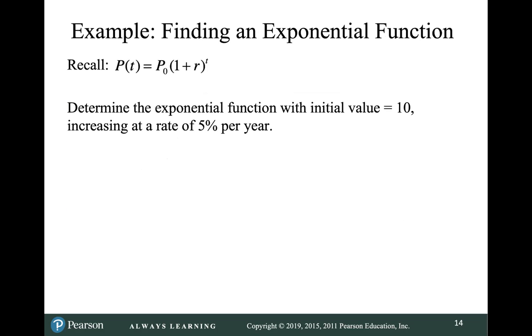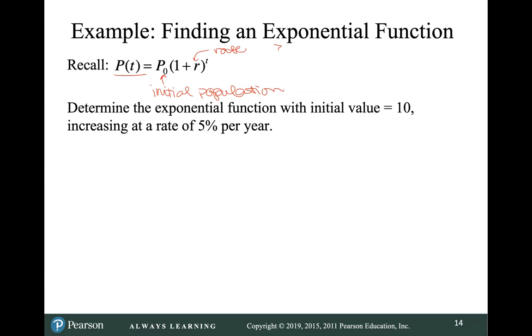So starting out, we have an example, picking up where we left off in the last video, where we had our population formula for an exponential function. Now, our population, P of t, was written in terms of our initial population, and that was P naught. That was our initial or starting population. Then we had 1 plus R, where R was our rate.